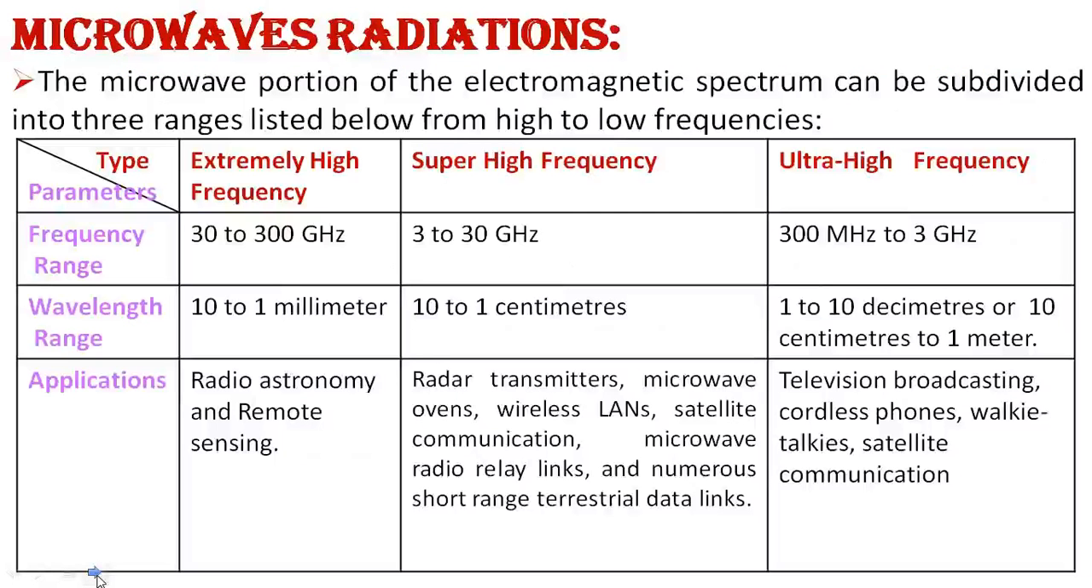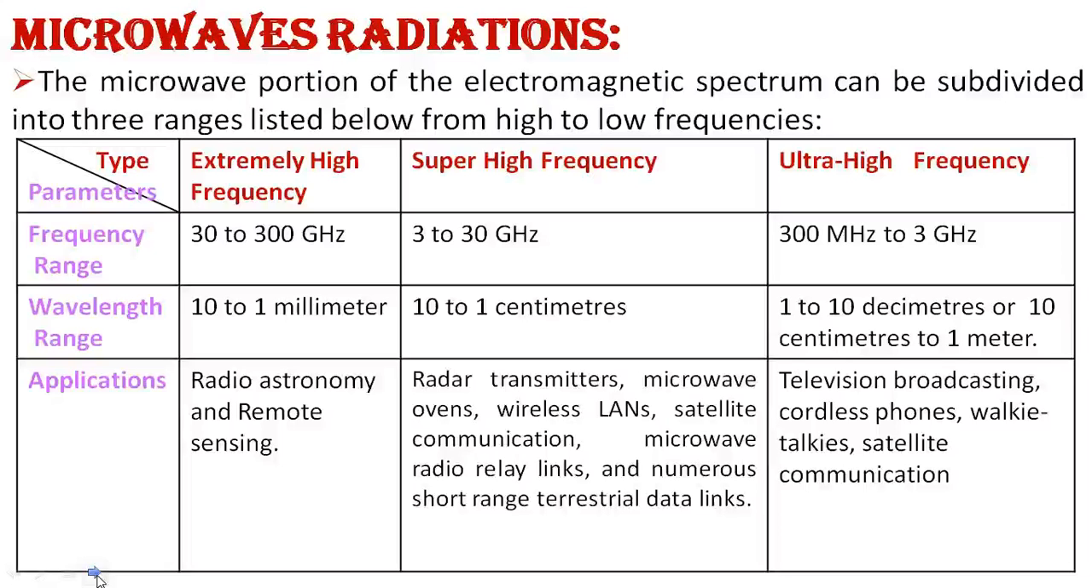Now, next, microwave radiation is categorized into three parts. First one is the extremely high frequency, second one is the super high frequency, and third one is the ultra high frequency. The microwave portion of the electromagnetic spectrum can be divided into three ranges, listed from high to low frequency. So it has three different parameters: frequency range, wavelength, and application.